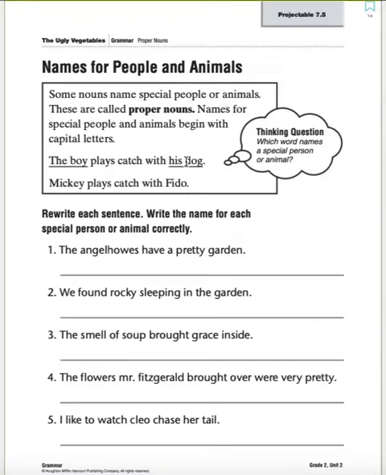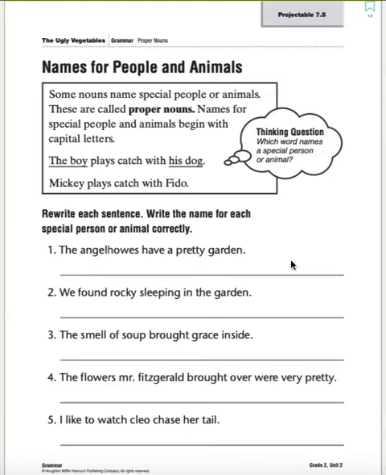So now we can substitute those words that are underlined with words that are proper nouns or special names of those people and animals. So now we have the sentence, Mickey plays catch with Fido. So Mickey would be the name of the boy and Fido would be the name of the dog. So what they want us to do on this worksheet is rewrite each sentence, and we're going to write the name for each special person or animal correctly.